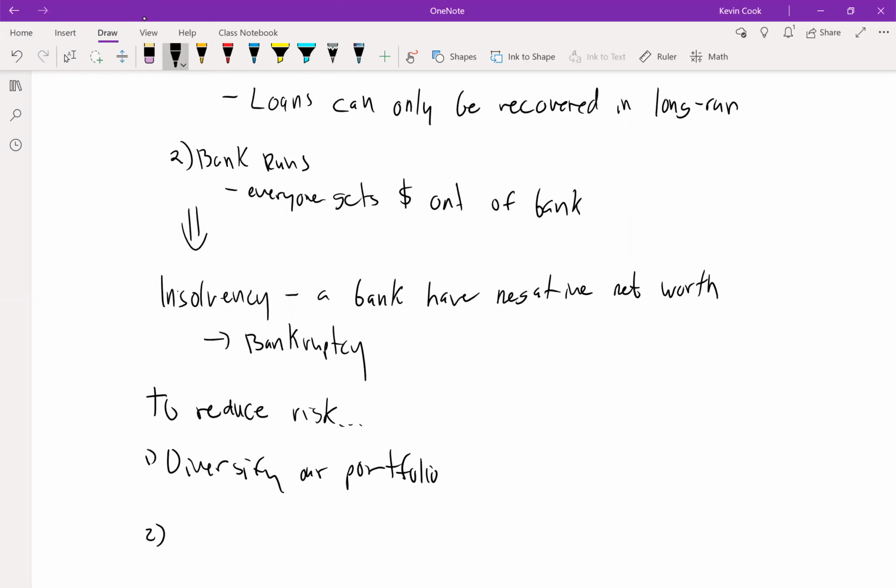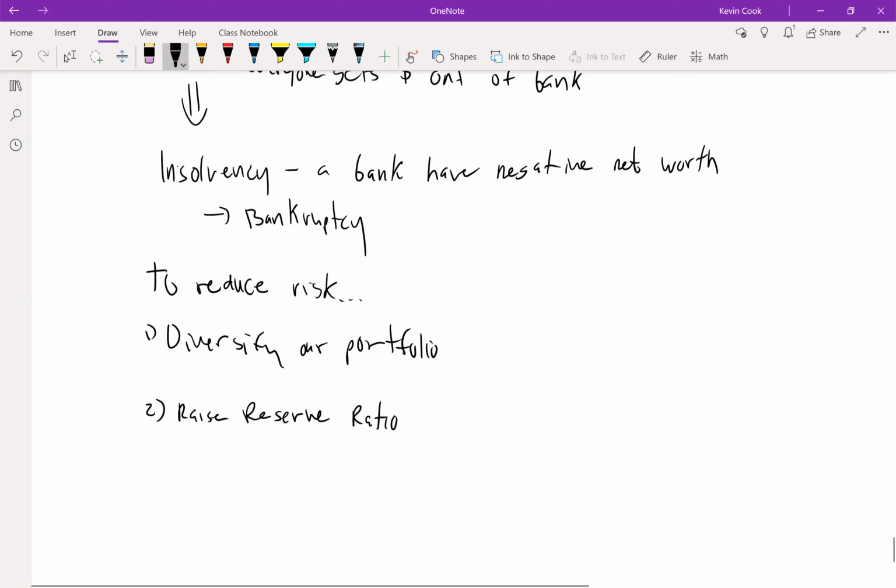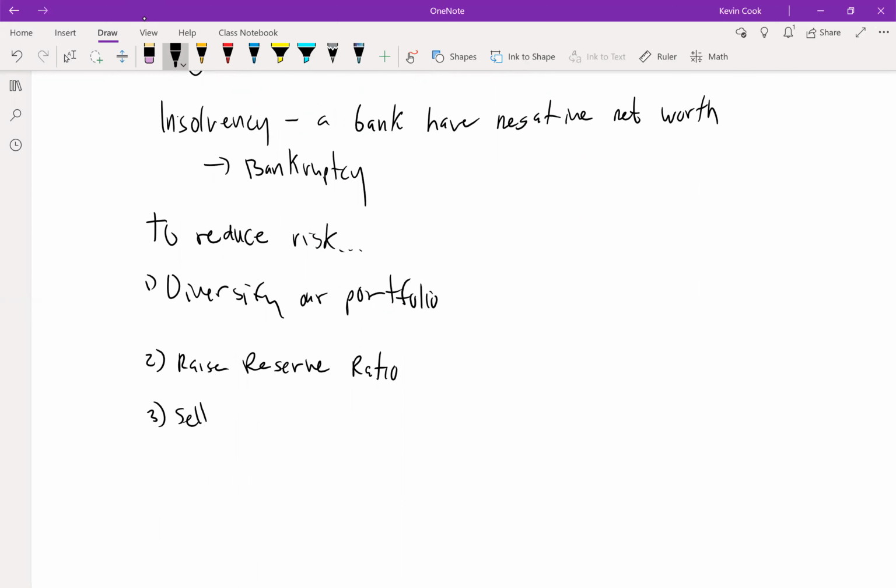The second thing they can do is raise their reserve ratio. Again, the reserve ratio is the percentage of deposits the banks have to keep on hand. If a bank keeps more in reserves, that's less money that can be lost. The third thing they can do is sell loans to other banks.